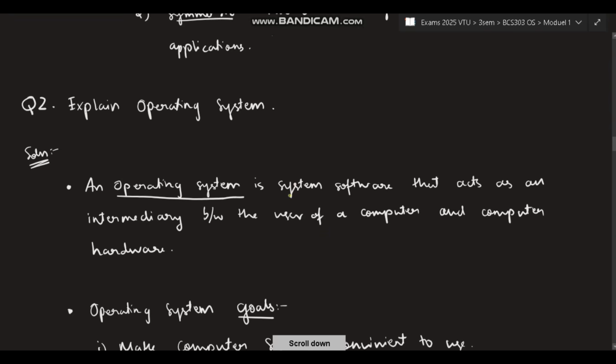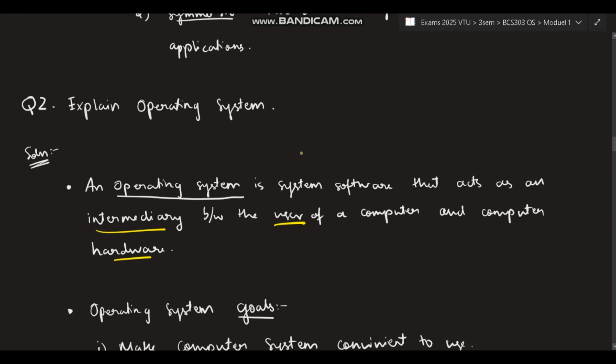Moving on to the second question: explain the operating system. What do you understand by the term operating system? An operating system is a system software that acts as an intermediary between the user of the computer and the computer hardware. This is the user, this is the hardware, and this is the OS in between. The user interacts with the OS to interact with the hardware, and the hardware sends the response which is sent back to the user. What is in between, the intermediary, is called the operating system.